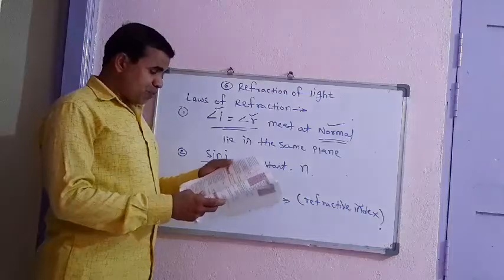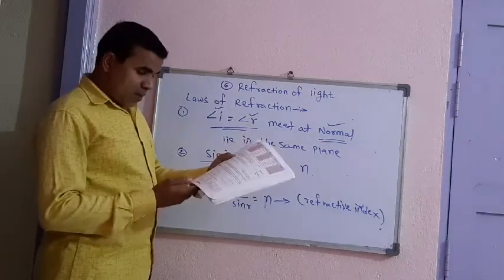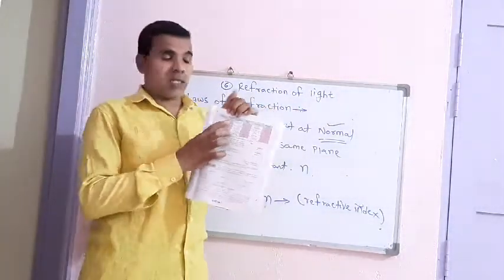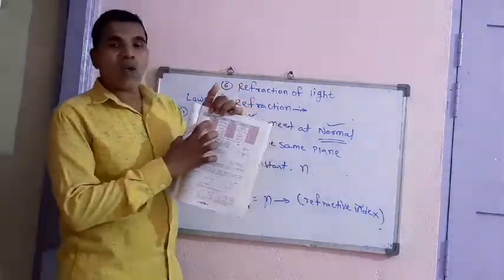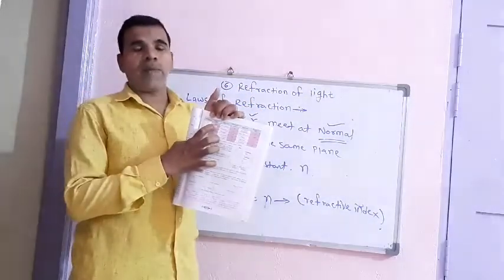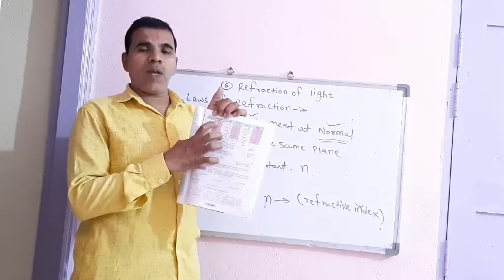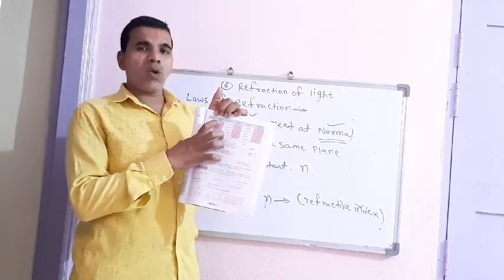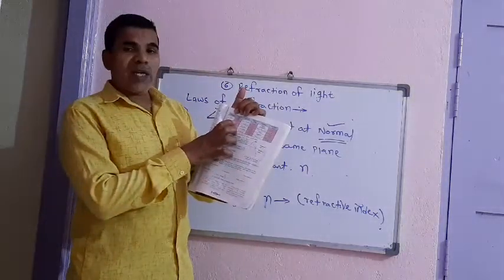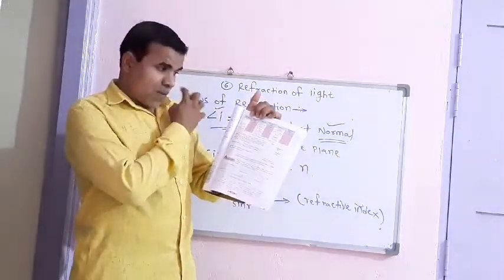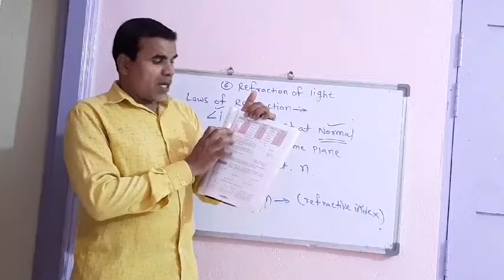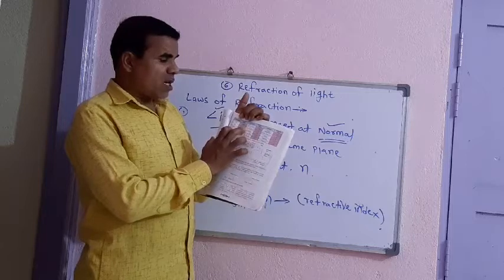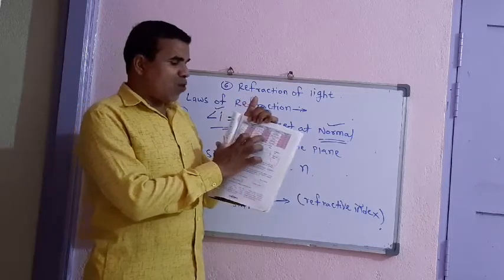Look at this. We have the table on page number 75. Different substances have different refractive indices. Air: the refractive index of air is 1.0003. Ice 1.31. Water 1.33. Alcohol 1.36. Kerosene 1.39. Then fused quartz 1.46. Turpentine oil 1.47, benzene 1.50.